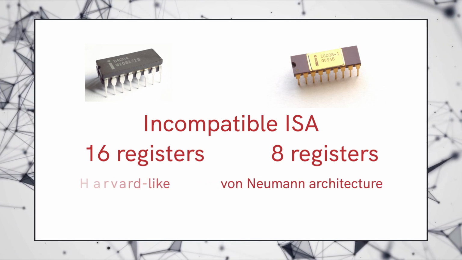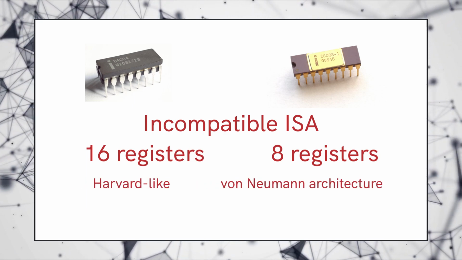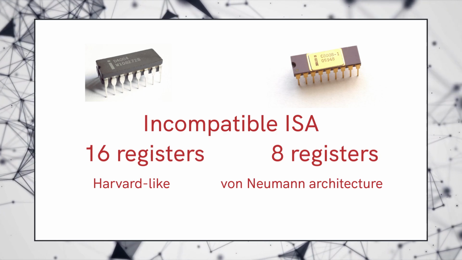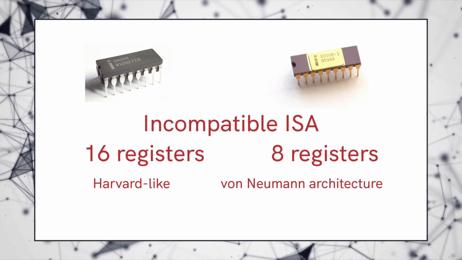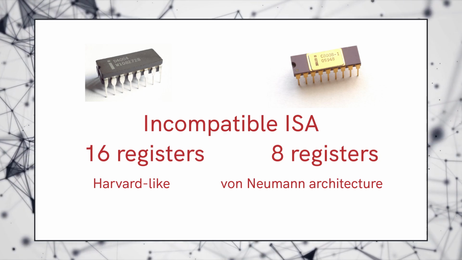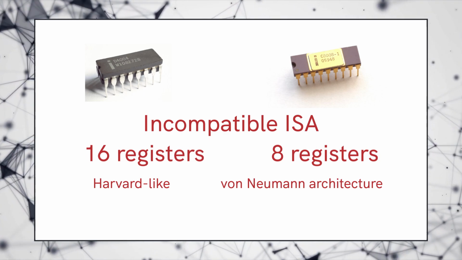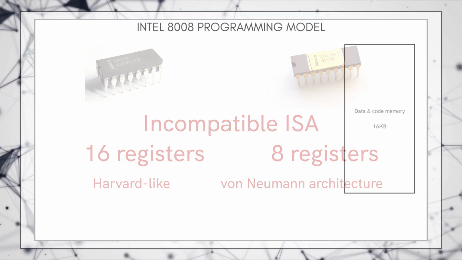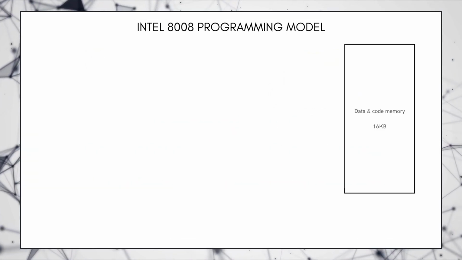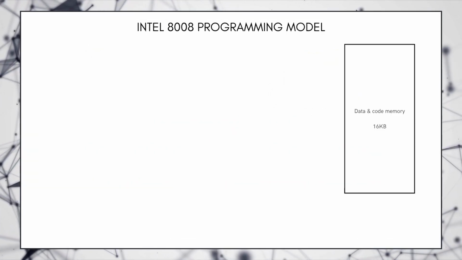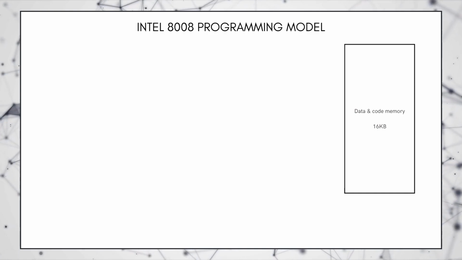You can say that Intel 4004 systems follow a Harvard-like architecture, with separate storage for instructions and data. But the Intel 8008 stores code and data in the same memory space. So, how does it work in practice? The CPU can address up to 16 KB of memory.